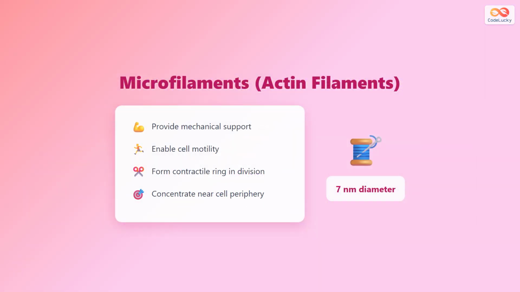Microfilaments, also known as actin filaments, are the thinnest components of the cytoskeleton with a diameter of only 7 nanometers. These flexible filaments provide mechanical support to the cell and are particularly important for cell motility or movement. They form the contractile ring that pinches the cell in two during cell division. Microfilaments tend to concentrate near the cell periphery, where they help maintain the cell's outer shape and enable the cell to interact with its environment.